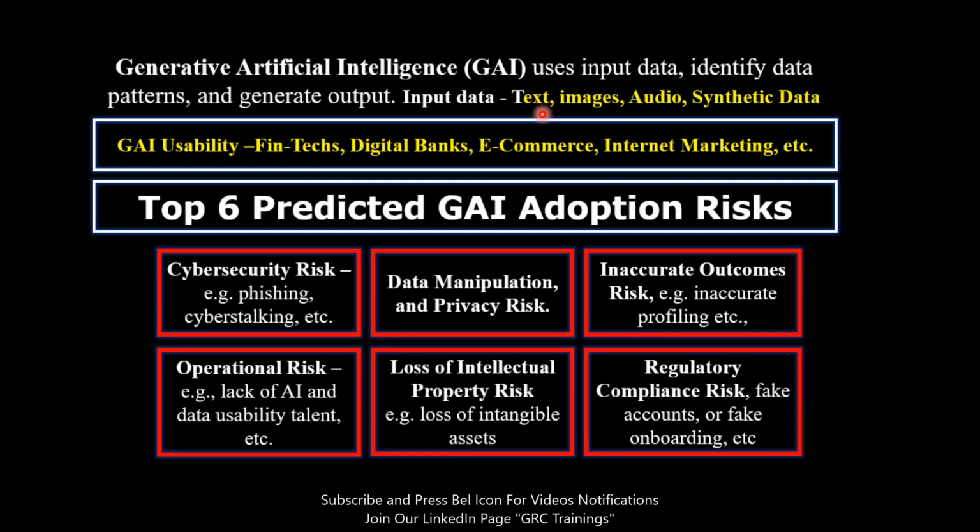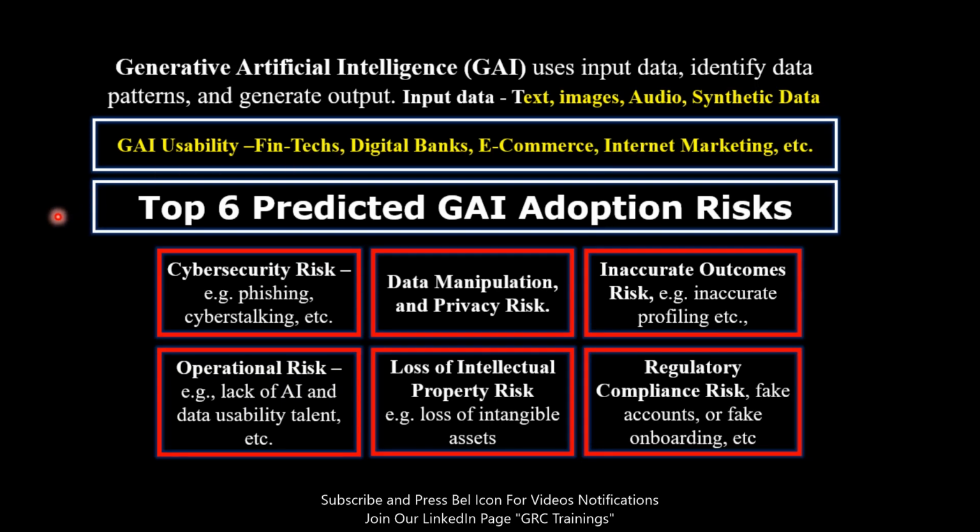So there are different risks associated with using GAI in financial institutions or in any organization, because the capability of GAI, or generative artificial intelligence, to provide output is not as accurate as it should be, and there are chances of errors. The output also depends on the quality of the input data provided to the AI bots or AI system. GAI is used in fintechs, digital banks, e-commerce businesses, internet marketing, medical fields, etc.